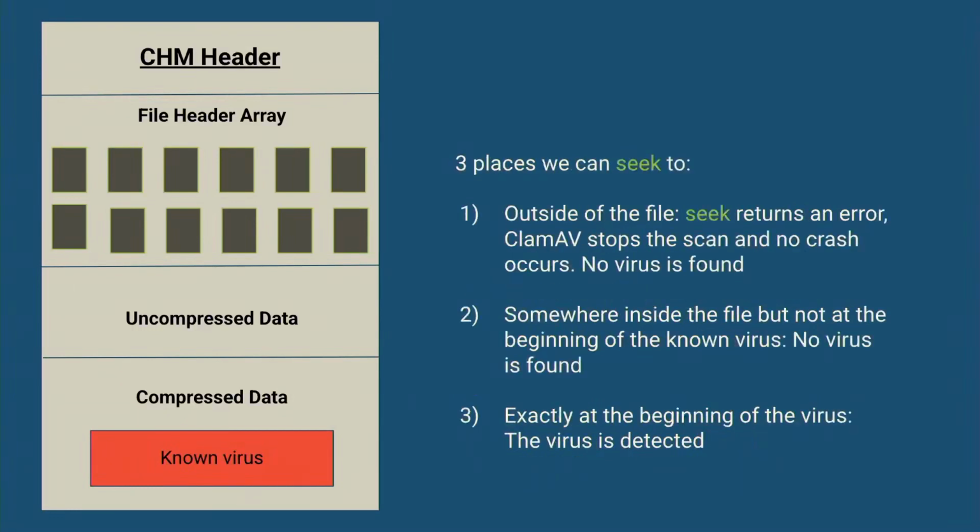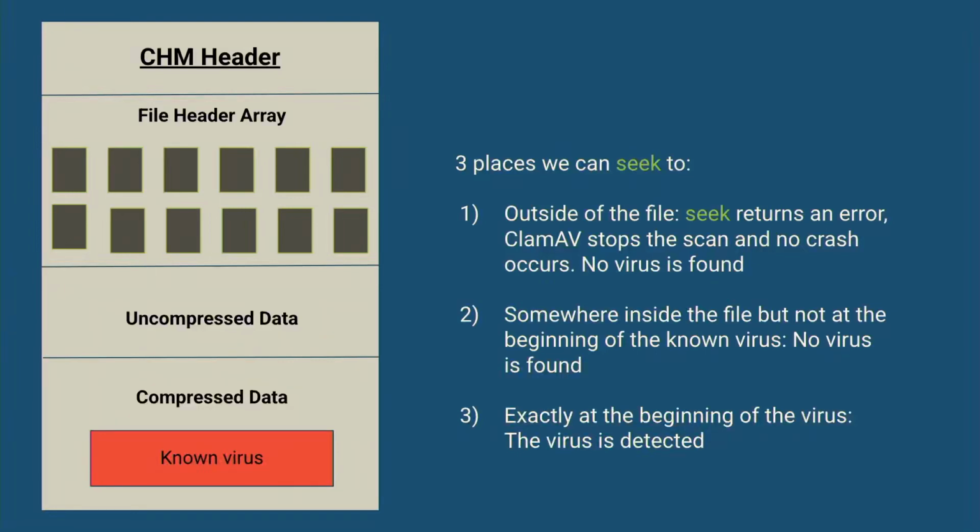So if we do this, there are 3 places we can seek to, because the result of this addition will be random because ASLR is random. The first place would be somewhere outside of the CHM archive. This would be a wild value. We have no idea. In this case, libmspack would just return an error, nothing would crash, and the virus isn't found.